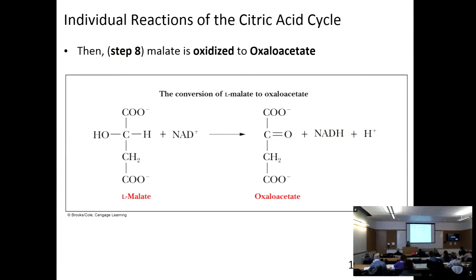And then the last step, we're going to do our last oxidation. So we get back to oxaloacetate. And we're going to take our L-malate and oxidize that. Remember, I said when you oxidize an OH hydroxyl group to get a carbonyl, you're going to use NAD as that oxidizing agent. And then we get our NADH, our last money molecule. And we're ready to cycle again.